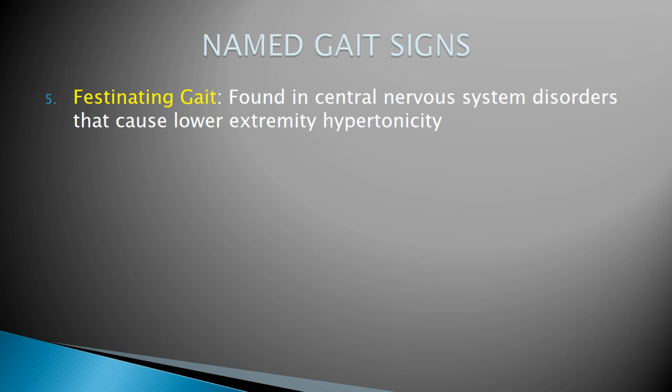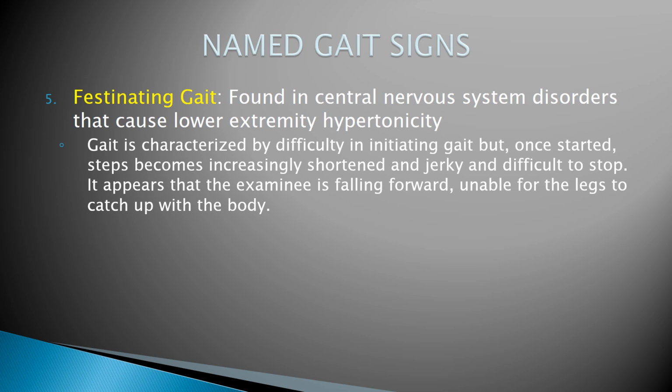The next gait is the festinating gait. This is found in central nervous system disorders such as Parkinson's disease, all of which are characterized by spasticity, or what's referred to as hypertonicity, overtone of the lower extremity muscles. And with a festinating gait, the examinee has difficulty in getting the gait initiated due to difficulty in moving and difficulty in coordinating the lower extremities.